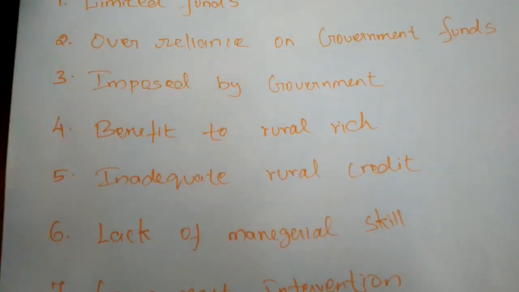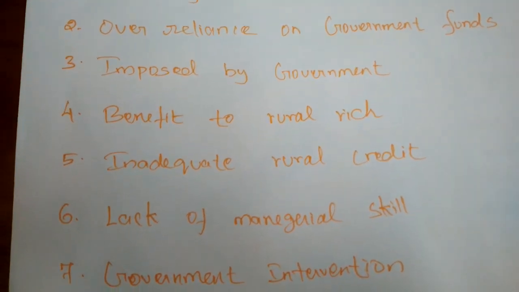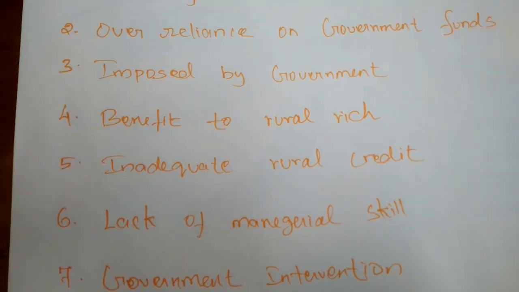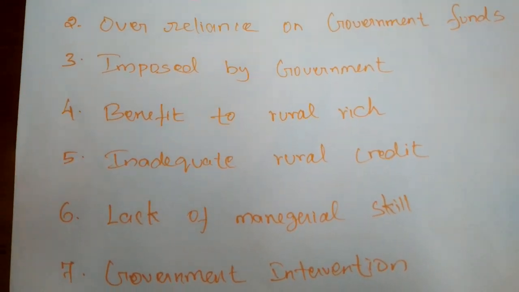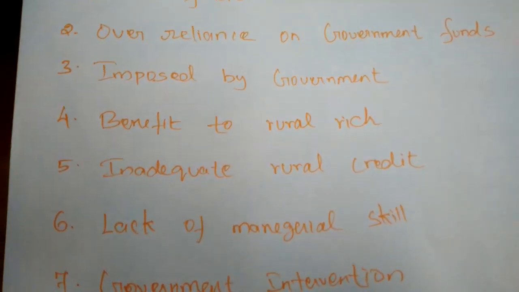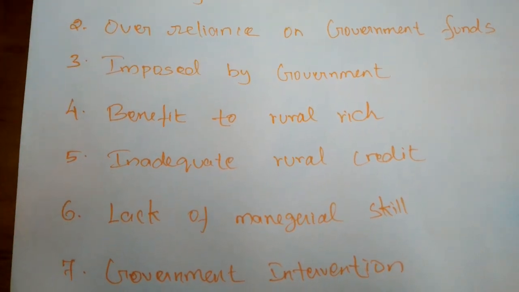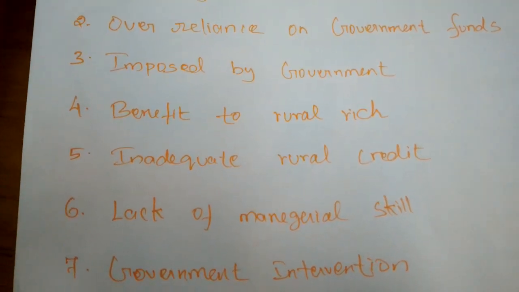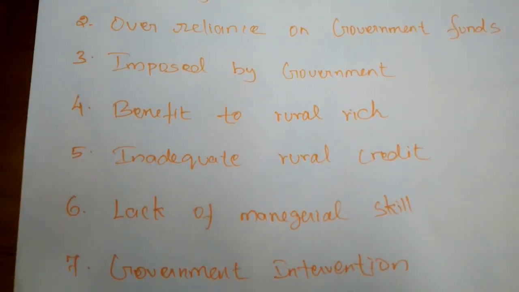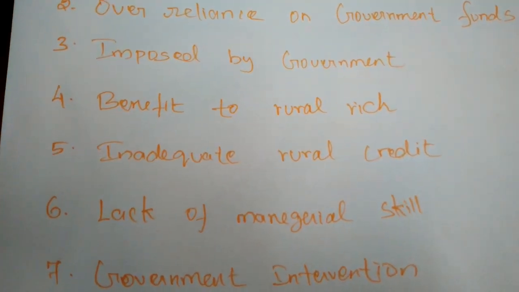Next, imposed by government. In the Western countries, cooperative societies were voluntarily started by the weaker sections. The objective was to improve their economic status and to protect themselves from exploitation by the businessmen. So if people feel they are being exploited by the middleman and the businessman, some of the people have to join and create the cooperative organizations.